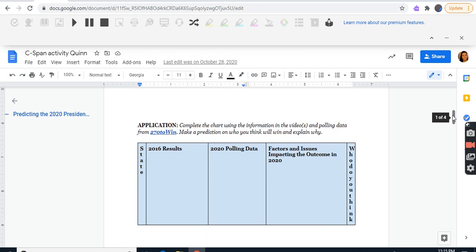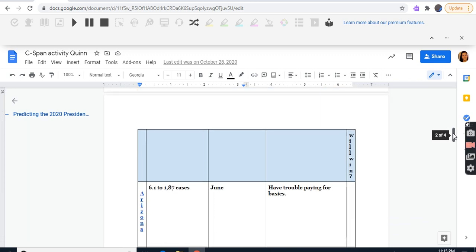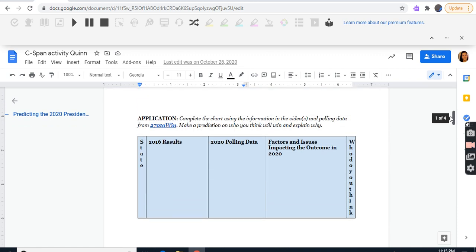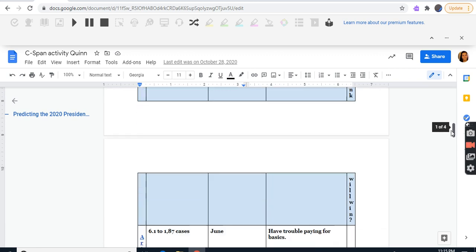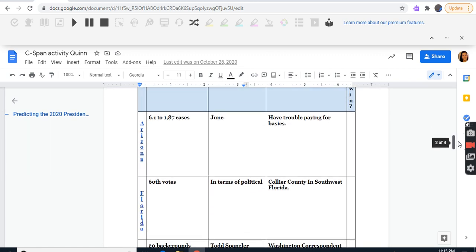Application. Complete a chart using the information in the videos and polling data from 270 to Win. Make a prediction on who you think will win and explain why. 2016 results and 2020 polling data. Factors and issues impacting the outcome of 2020. Who do you think will win each state?